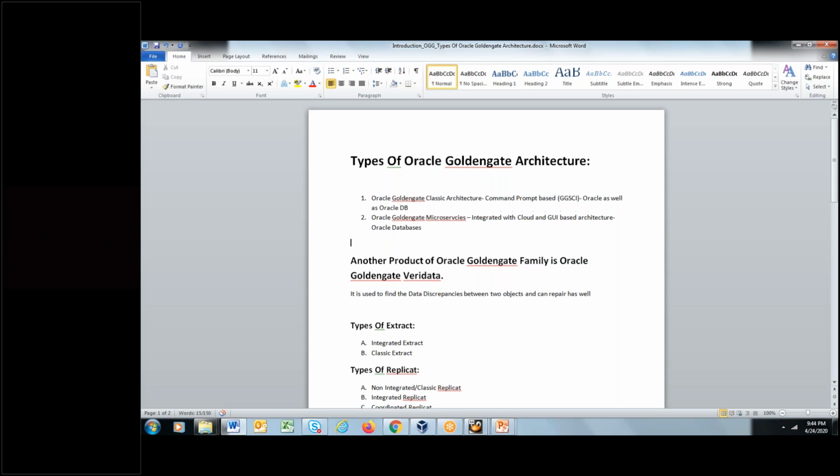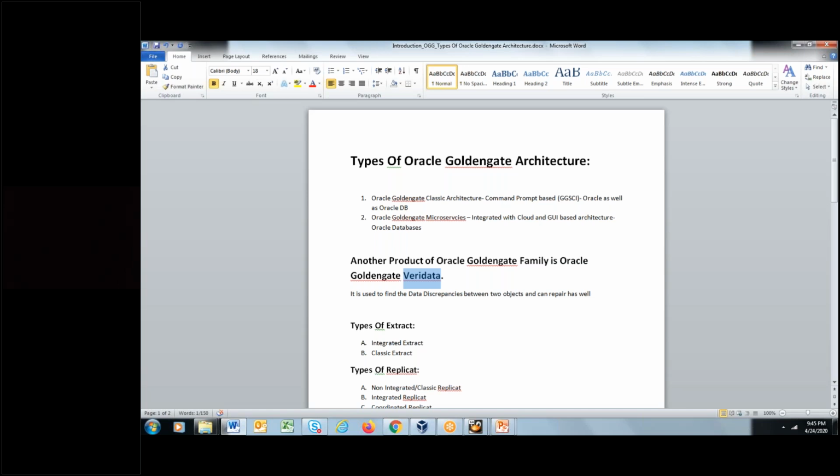Okay, now another product of the Oracle GoldenGate family is Oracle GoldenGate Veridata. You might have heard about it. It's not a type of architecture; I'm just letting you know about another product of the GoldenGate family. Veridata, as the name suggests, verifies the data. What GoldenGate does basically is replicate the data from source to target. So if in source you have, say, 10,000 records, on target you have 9,999 records.